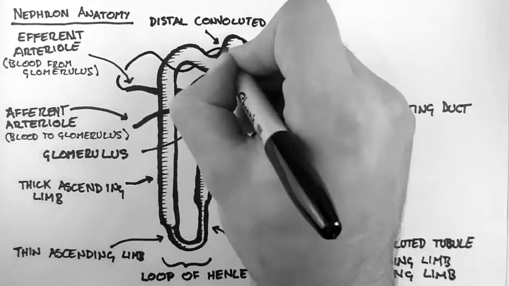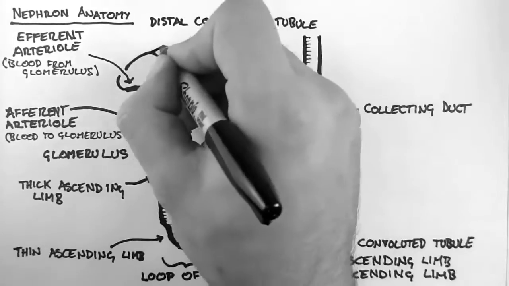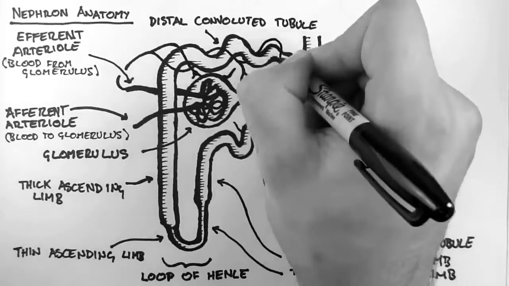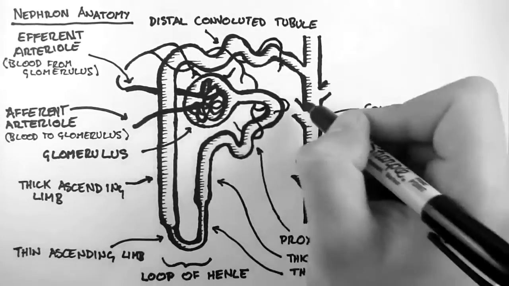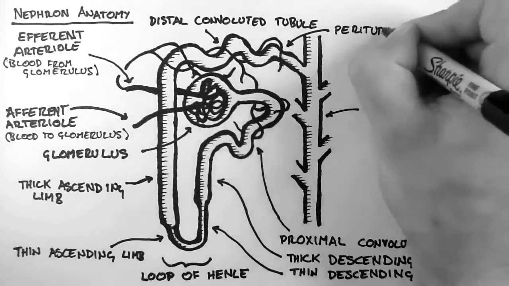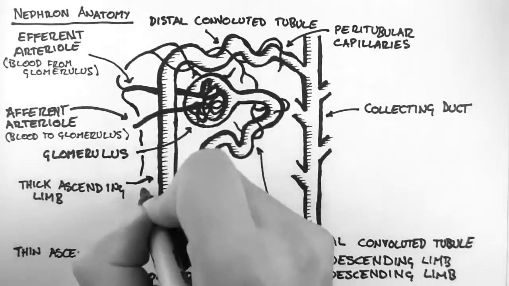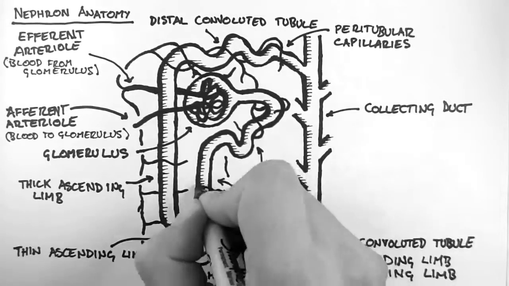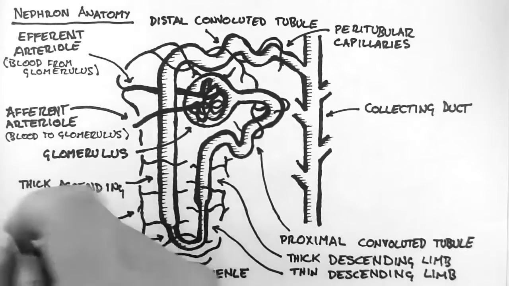Now the last thing to talk about is the vasculature of the nephron, and this is really important. The efferent arteriole of the kidney carries blood away from the glomerulus, and then it supplies two capillary beds. The first is the peritubular capillaries, which supply blood to the proximal and distal tubules. The other is the vasa recti, which supply blood to the loop of Henle.